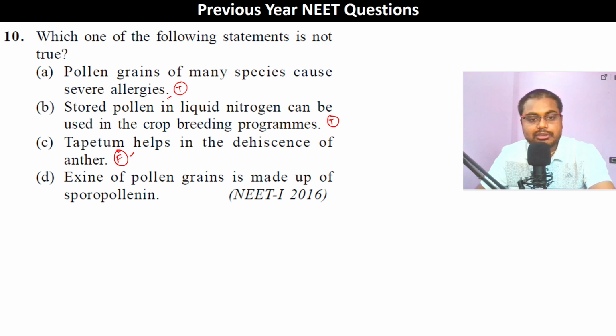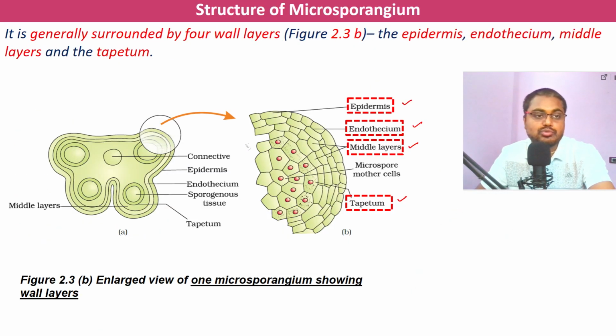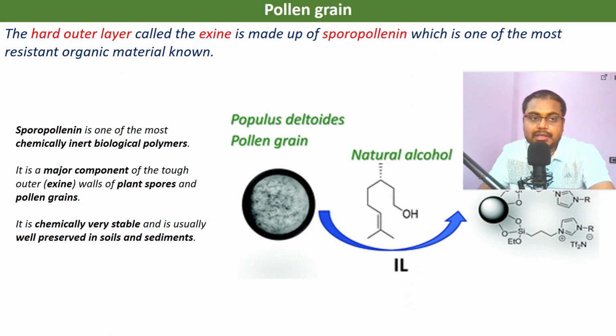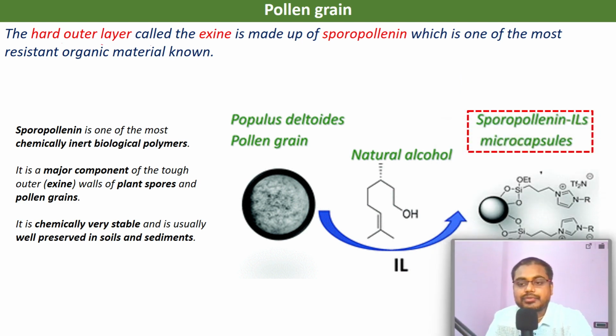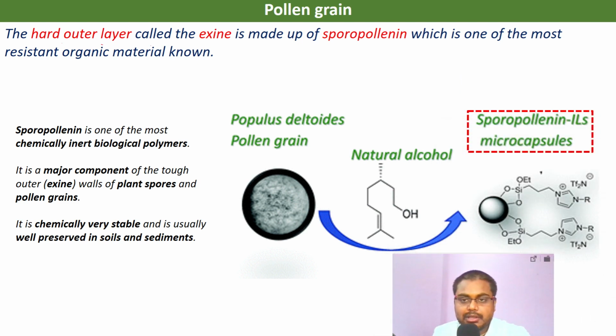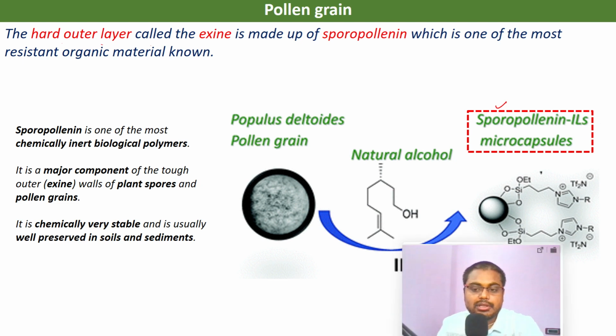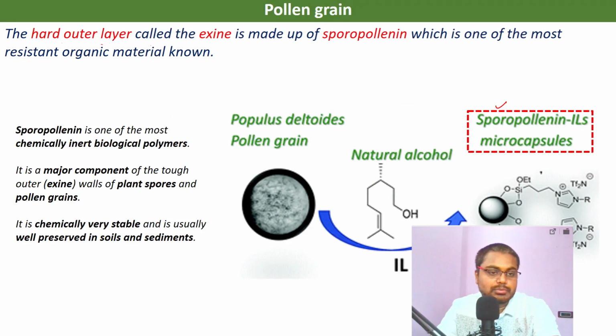The fourth one, exine of pollen grains is made up of sporopollenin. Yes, that is true, which is mentioned here. This is again a direct line from the NCERT. The hard outer layer called the exine is made up of sporopollenin, which is one of the most resistant organic materials known. Sporopollenin is one of the most chemically inert biological polymers. It is a major component of the tough outer exine walls of plant spores and pollen grains. It is chemically very stable and is usually well preserved in soils and sediments.